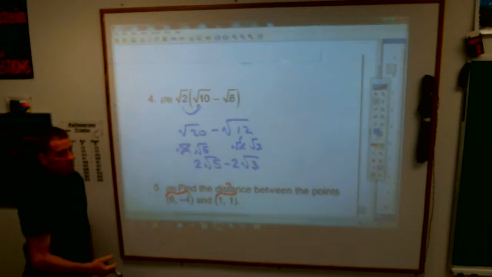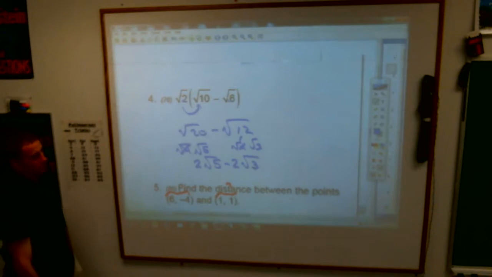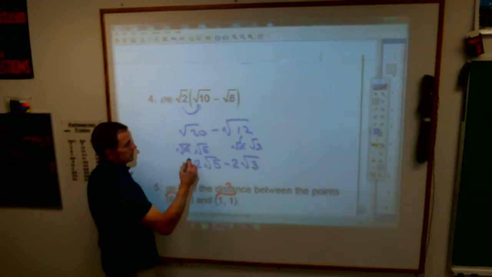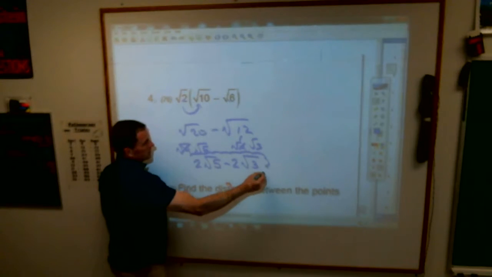And you can't combine those because they're not like terms. You have to have equal square root things to put those together. Hence, it stays just that.